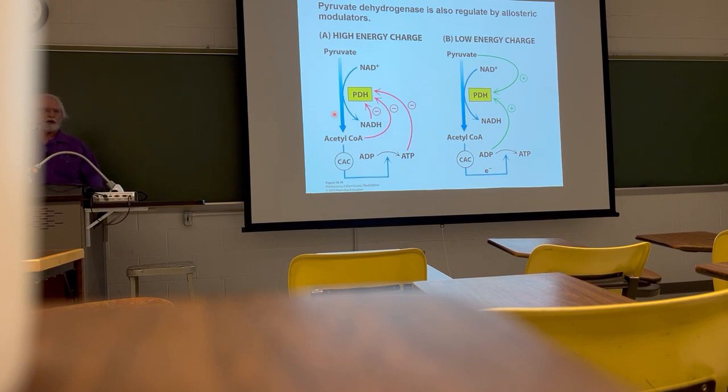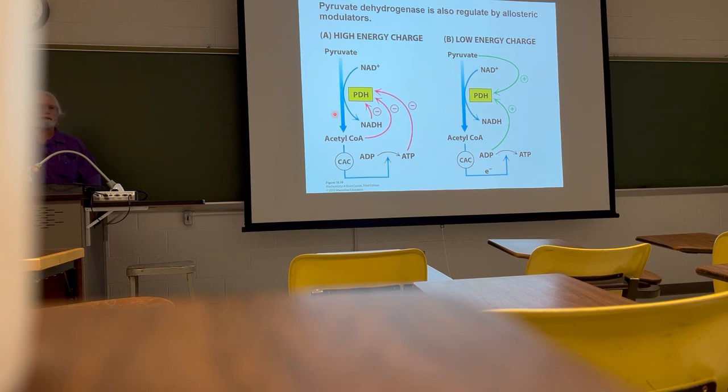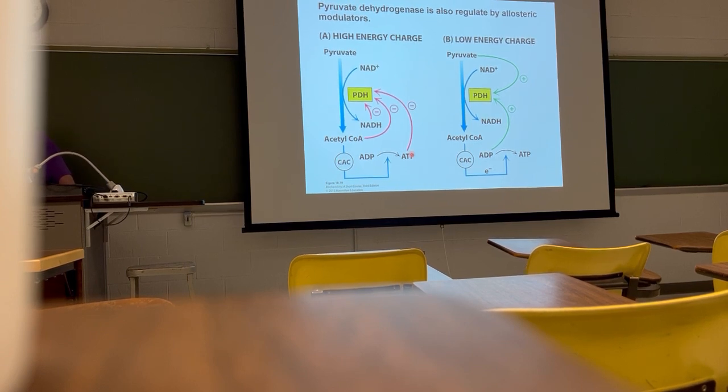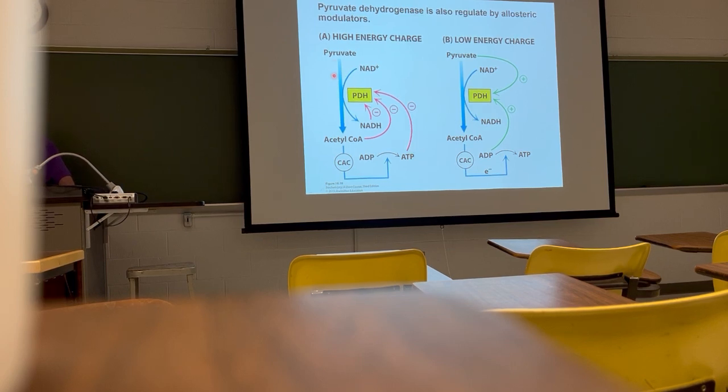Pyruvate dehydrogenase is also regulated by allosteric regulators, so small molecules that bind to the enzymes and change their activity. And so let's look at how this works. In a cell that has a high energy charge, that is, the ATP concentration is high relative to AMP and ADP, that cell doesn't need to make more ATP. And so it's going to inhibit the pyruvate dehydrogenase complex. And that's done by feedback inhibition.